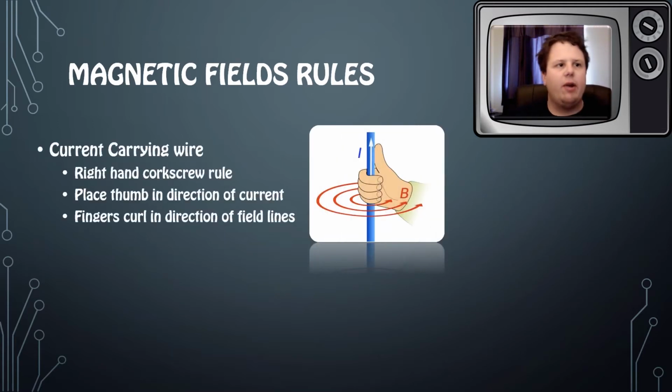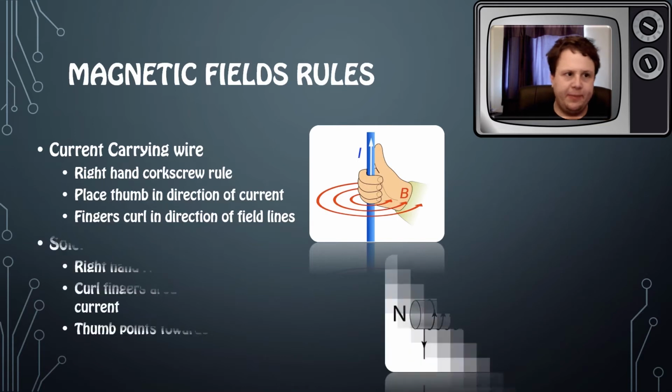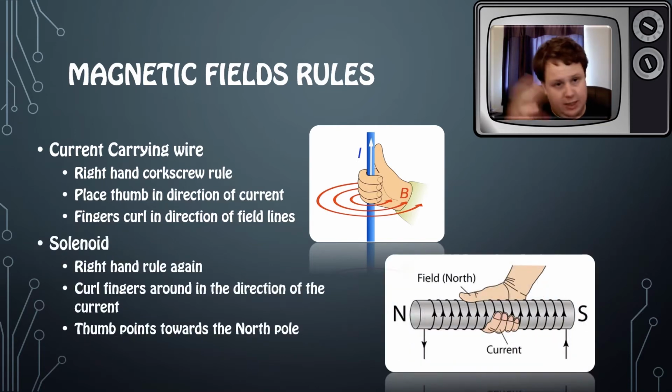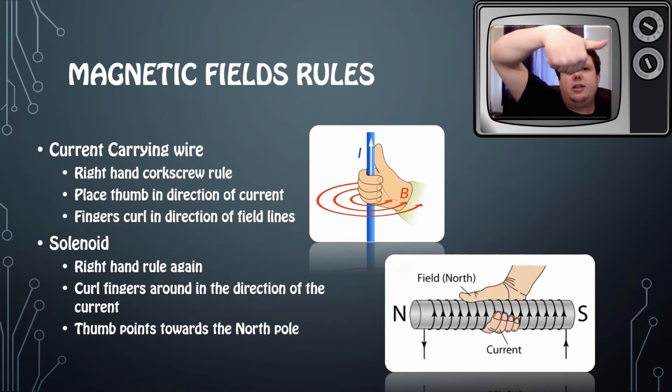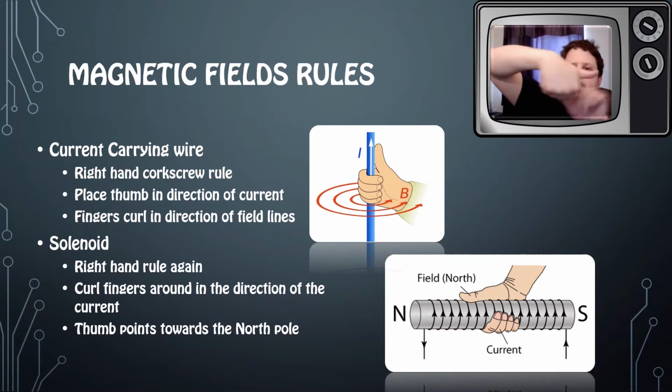So for the current carrying wire, we call it the right hand corkscrew rule. So you place your right hand, your thumb, in the direction of the current, and your fingers curl round to make an OK sign or a thumbs up sign, and your fingers are the B field that curls round, and that's the current. For a solenoid, same hand, but we do it the other way around. So this time you curl the fingers in the direction the current is going in the coils, and your thumb points towards north.